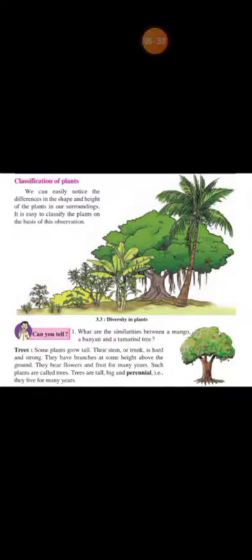Yes. Now, first we'll see about trees. Trees are plants that grow tall. Their stem or trunk is hard and strong. They have branches at some height above the ground. They bear flowers and fruits for many years, and they are perennial. That means they live for many years. Fine, children?